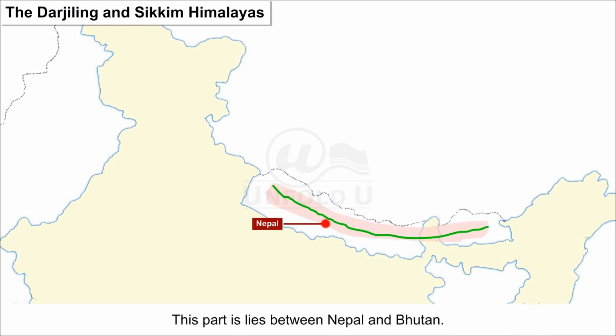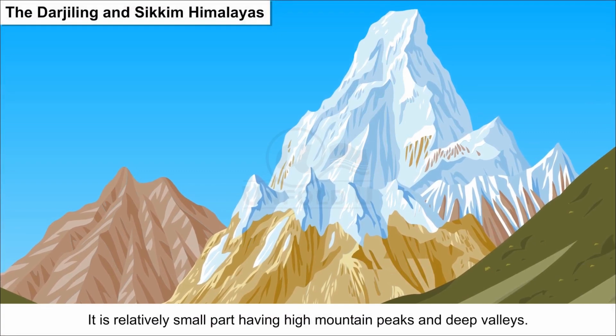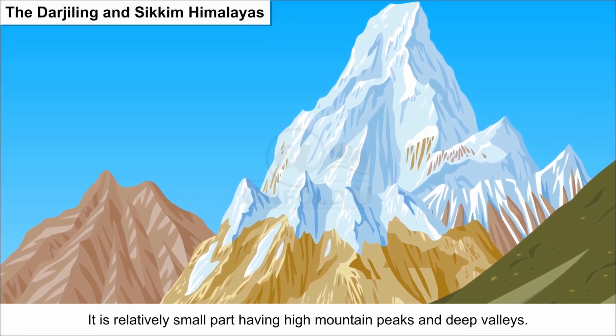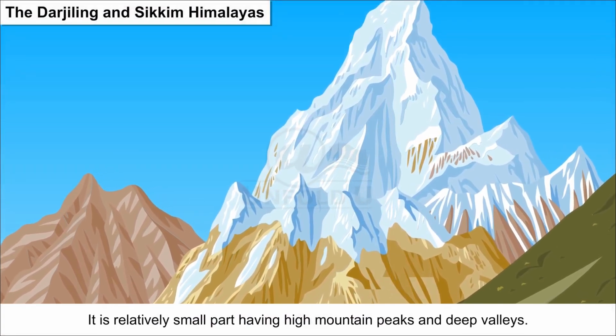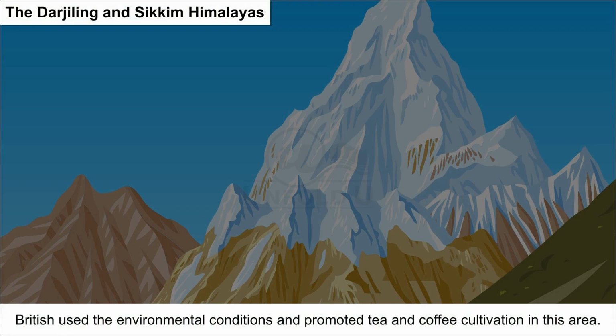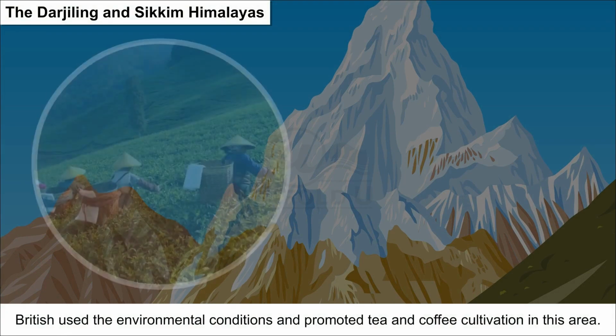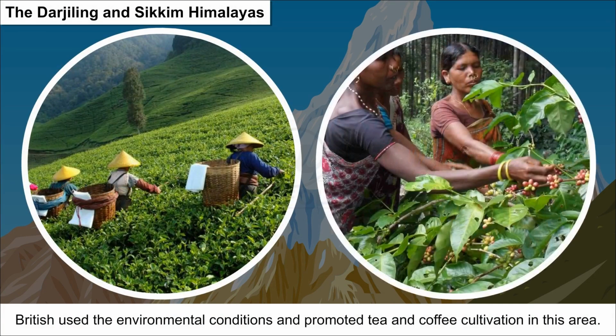3. The Darjeeling and Sikkim Himalayas. This part lies between Nepal and Bhutan. It is relatively small part having high mountain peaks and deep valleys. British used the environmental conditions and promoted tea and coffee cultivation in this area.